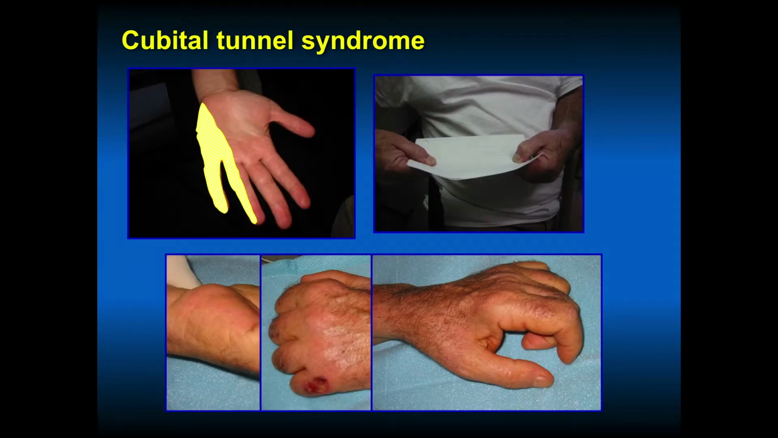Cubital tunnel syndrome, or compression of the ulnar nerve at the elbow, is seen here. In the typical ulnar nerve distribution, numbness in the ring finger and small finger would be seen, as opposed to the median nerve, which would be the other fingers and thumb.